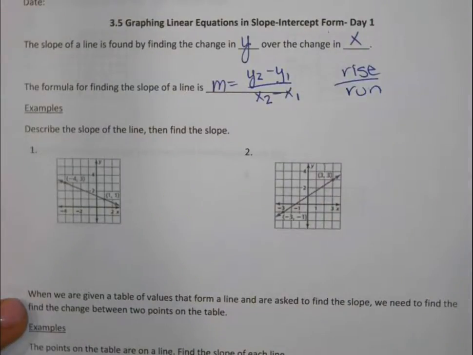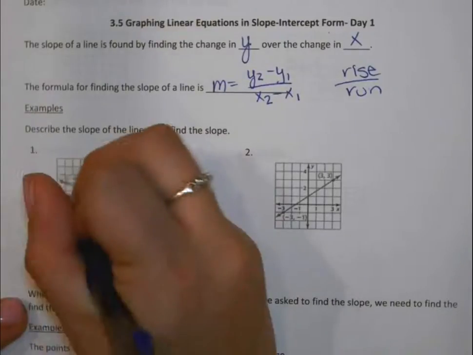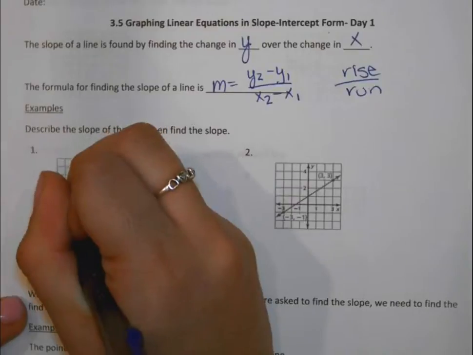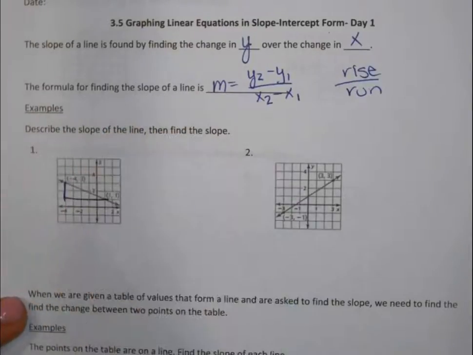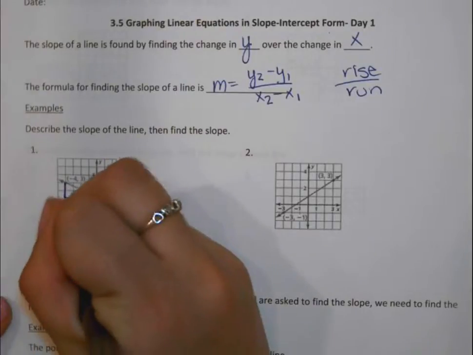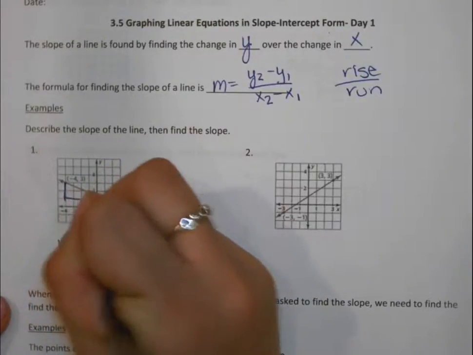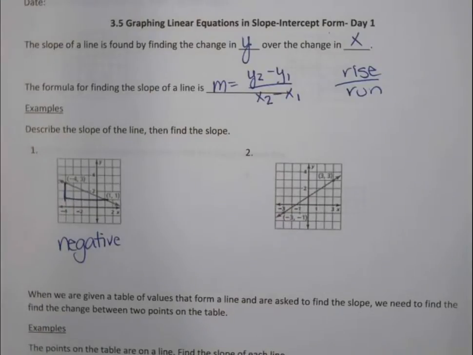So on numbers 1 and 2, it wants me to describe the slope of a line and then find the slope. This one, if I notice, it starts here and then it goes right. So it's going down and then right. This means it has a negative slope. We always read graphs from left to right, just like we read a book.